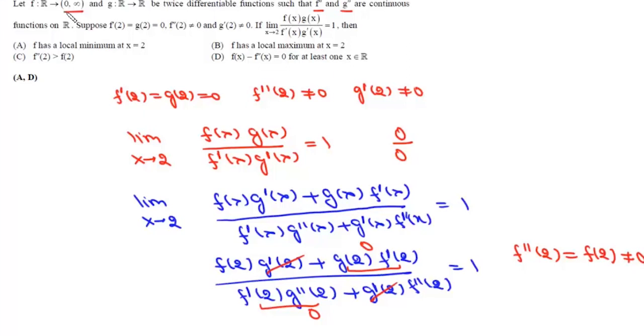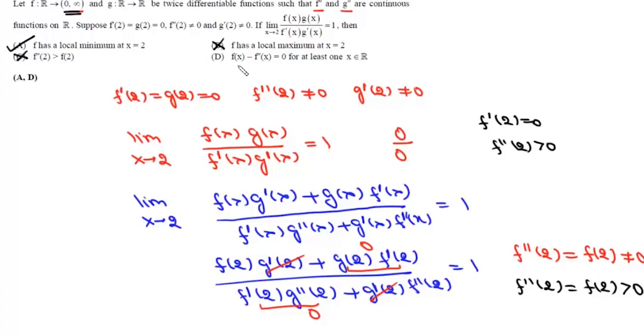Now in the question it says its codomain is from 0 to infinity. That means this f double dash 2, which is equal to f2, is greater than 0. Now if we look at f dash 2, we know that f dash 2 is 0 and f double dash 2 is greater than 0. That means this 2 is a point of local minimum. So that means this option A is correct. That means this option B will be incorrect. And clearly f double dash 2 is equal to f2. That means this option C is also incorrect.